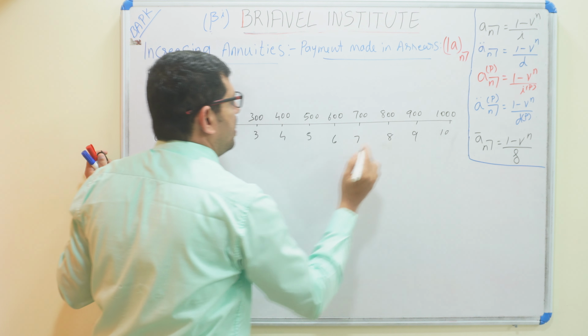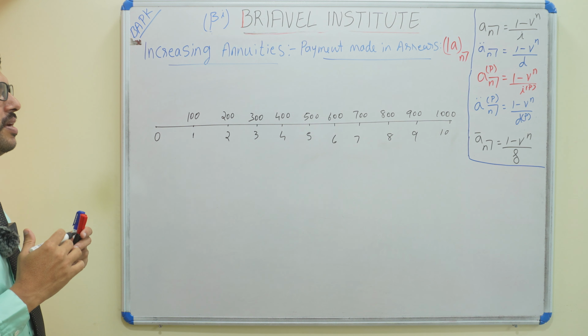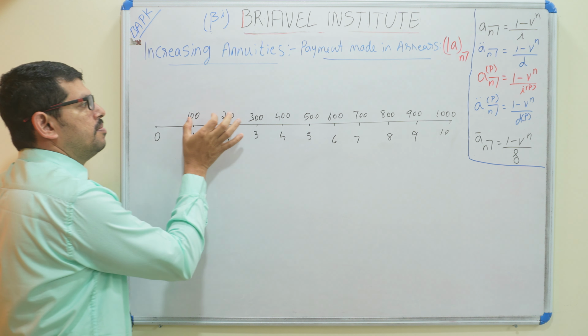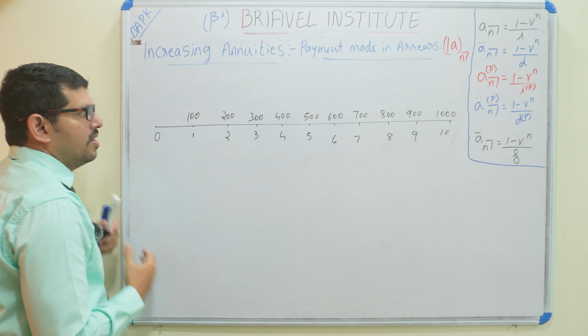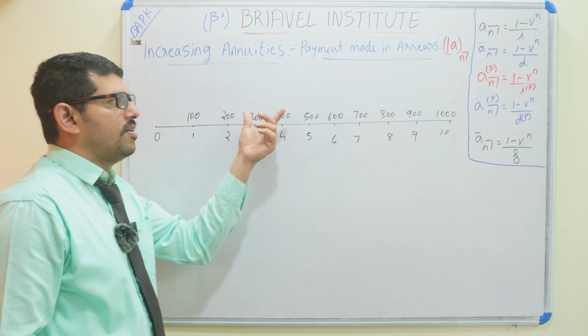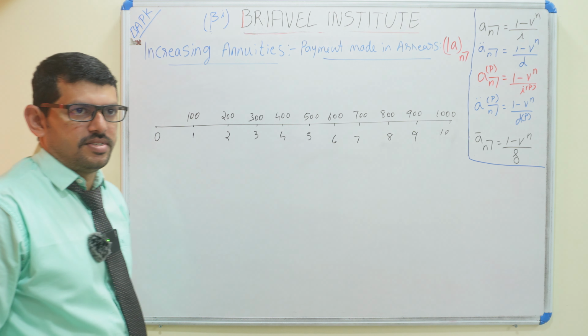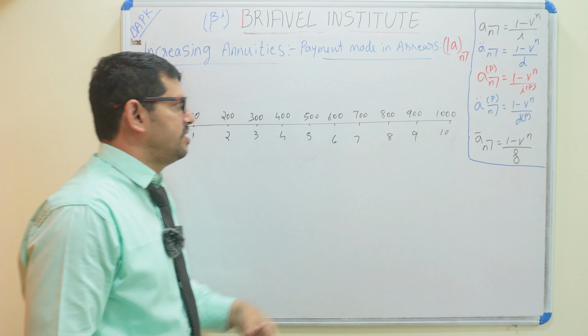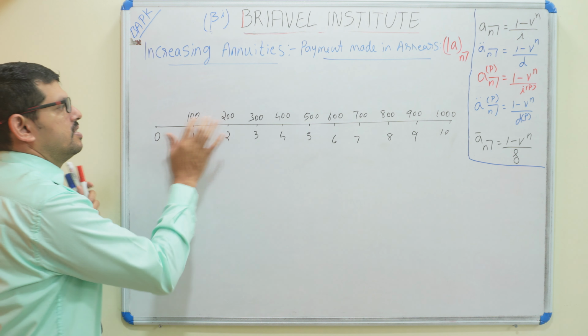Now you see it is not a constant payment. It is increasing, but the increasing amount is constant. It increases by only 100 every year, up to 10 years. I am taking a 10-year annuity.